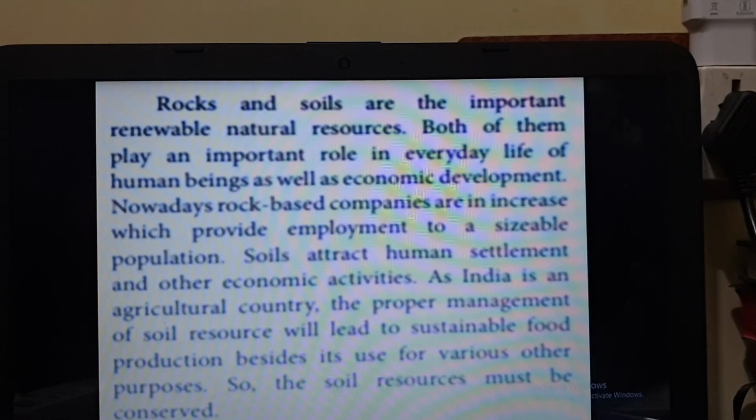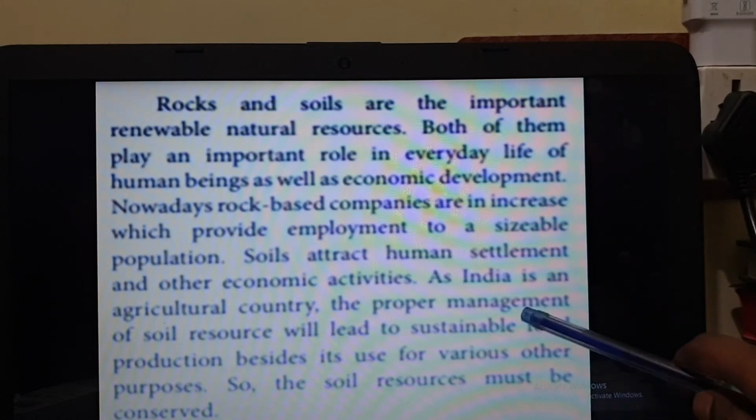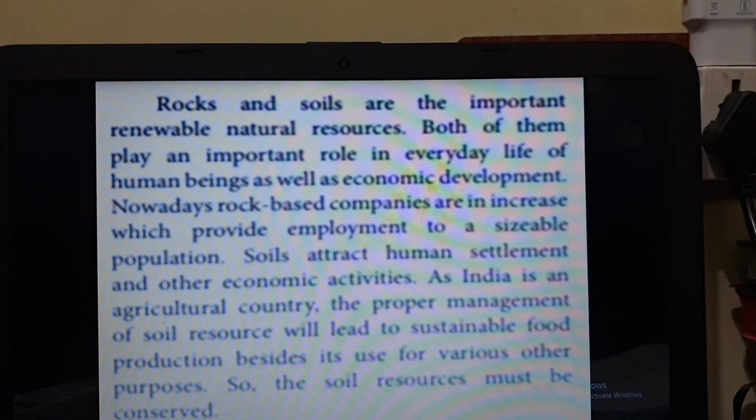Okay, next one. Rocks and soils are very important renewable natural resources, isn't it? Both of them play an important role in the everyday life of human beings as well as economic development. So rocks and soils are very useful for our country, and proper management of soil resources will lead to sustainable food production, besides its use for various other purposes. So the soil resources must be very much conserved. So we should conserve the soil.